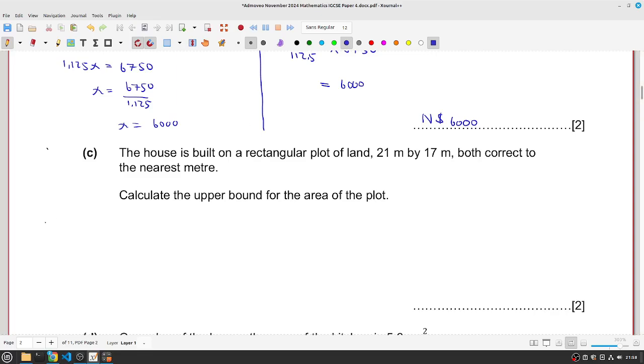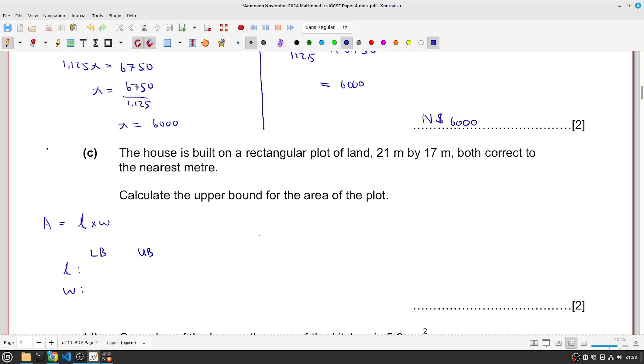Okay, so we have area equals the length times the width. I'm just going to write it like that, length times width. So for the length, we're going to have an upper and a lower bound. So I'm going to do it like this. So I'm going to say lower bound, upper bound, and then we'll have our length and our width.